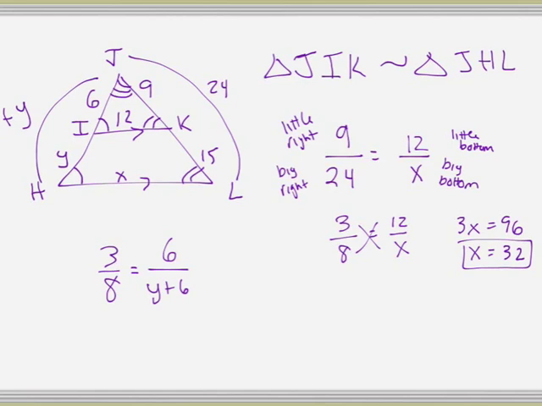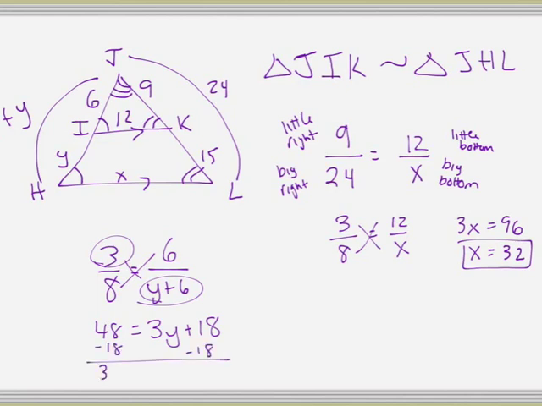Now when I solve this by cross multiplying, I'm going to multiply and get 48 for 6 times 8. And when I multiply the 3 times the y plus 6, what do I need to do? Distribute it. I need to multiply by the whole thing. So I distribute that: 3y plus 18. Subtract 18 from both sides. 30 is 3y. So y is 10.